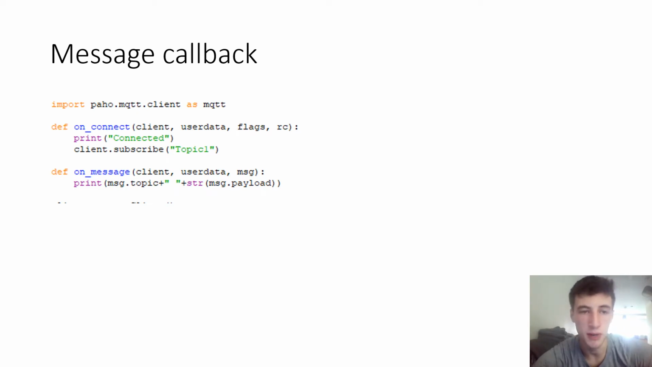Now I've got a callback for every message that we receive. It's going to print the topic of the message and then a space, and then print the actual payload of the message.